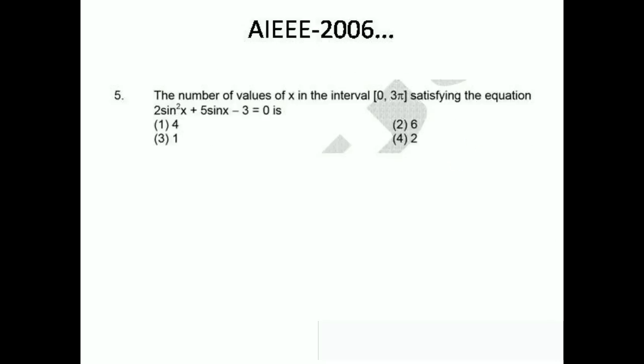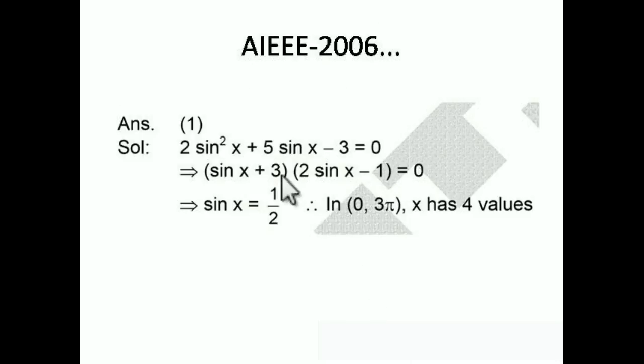One more. The number of values of x in the interval 0 to 3π, remember this, 0 to 3π, satisfying the equation 2 sin²x + 5 sin x − 3 = 0. Now let's solve this equation. It's a simple quadratic equation. So by solving it, we have 2 sin²x + 5 sin x − 3. So 5 sin x can be written as 3 sin x + 2 sin x.